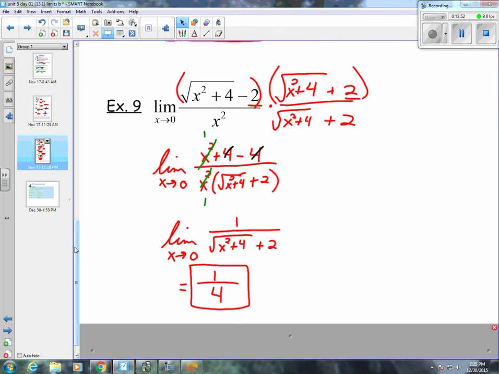If you wanted to, you could have graphed this function and then looked at the graph as x approaches 0. But you should be able to manipulate this algebraically without using a calculator as well. But you can check that even with a calculator, you'll see that it is approaching 0.25.